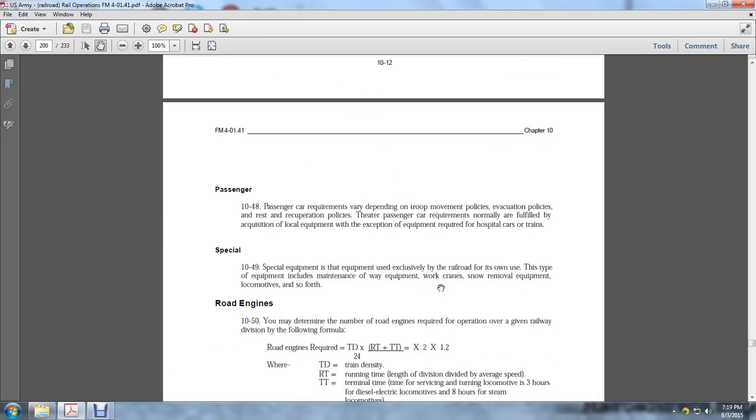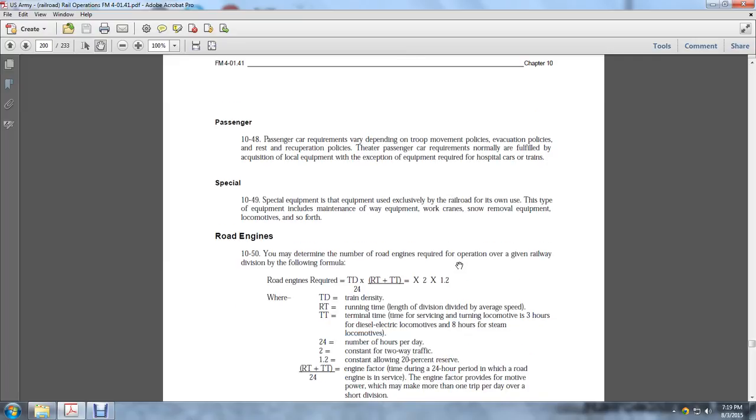Passenger, 1048. The passenger car requirements vary depending on the troop movement policy, evacuation policies, and the rest of the operation policies. The passenger requirements are normally fulfilled by the acquisition of local equipment, with the exception of the equipment required for hospital cars and for the train. The special requirements for these equipment are usually exclusive to the railway for its own use. The types of equipment include maintenance of way equipment, work cranes, snow removal equipment, locomotives, and so forth.